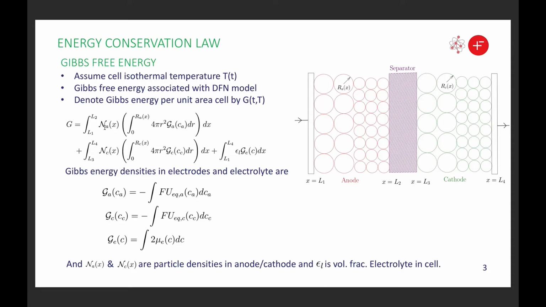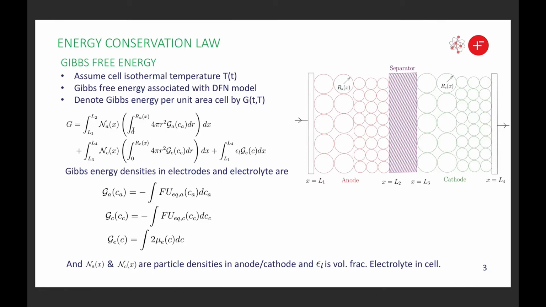Essentially, there are three parts to it. There's the Gibbs free energy associated with the chemical energy in the anode particles. That's this first term. The second term is the same thing but in the cathode particles, and the final term is the chemical energy associated with the electrolyte.